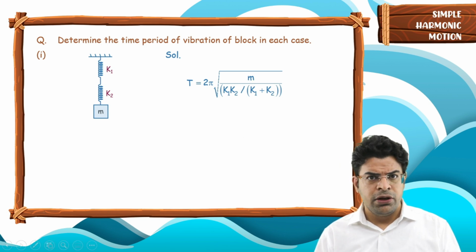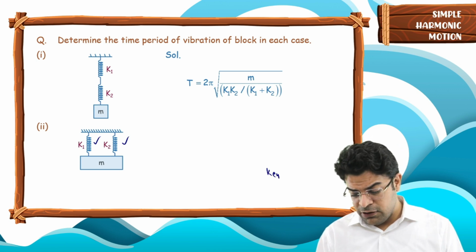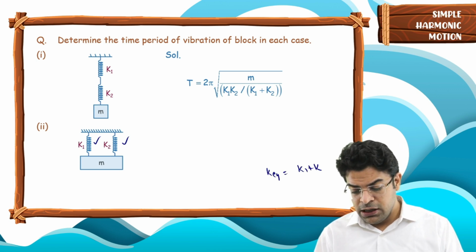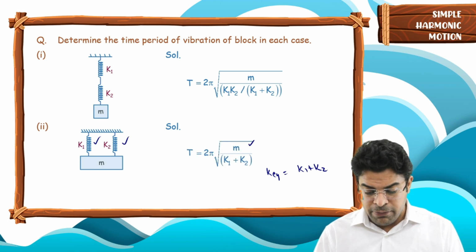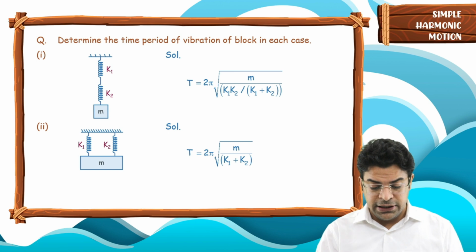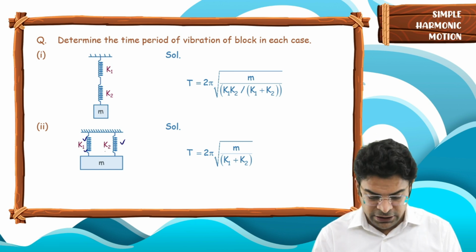So easy. Now if they give you two springs in parallel, then you know that K equivalent comes out to be K1 plus K2, and the time period will be equals to 2 pi under root m by K1 plus K2. So rather than thinking of two springs, think of a single spring having spring constant K1 plus K2.